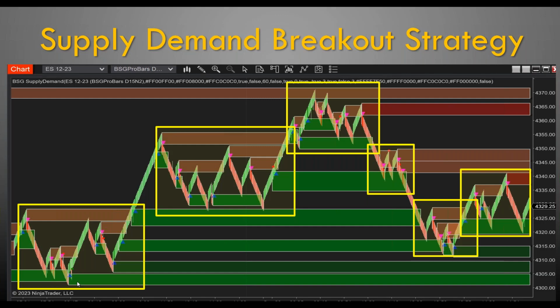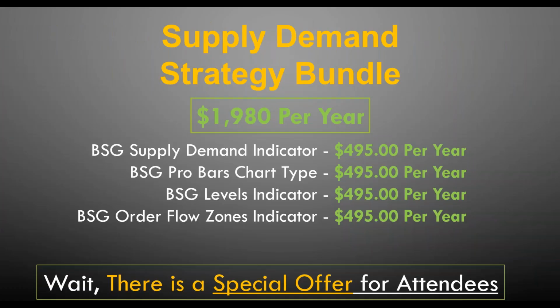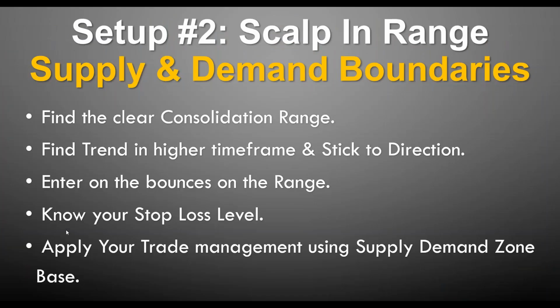You need to know which side you're going to trade on. In this case, if you saw the movement up here, that means the market is still going to go up. Even though the market is bouncing here, I won't take the short here, but I will wait for a bounce from the demand so that I can take a long. That means not only can I take this particular price movement, I can also take the breakout. Sorry, I went all the way back. Okay, find the consolidation range, find the trend in the higher time frame, stick to the direction, and enter on the bounces. The same rules apply: use the stop loss level, trade management, and everything.